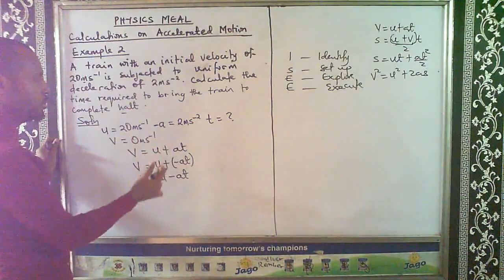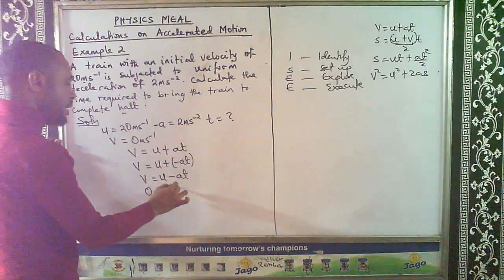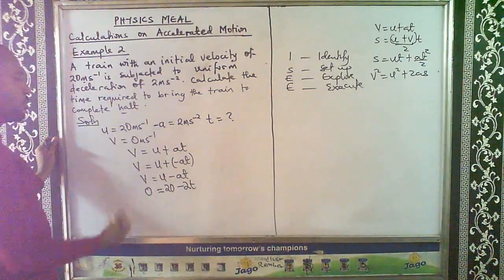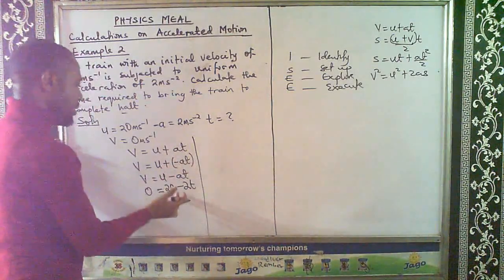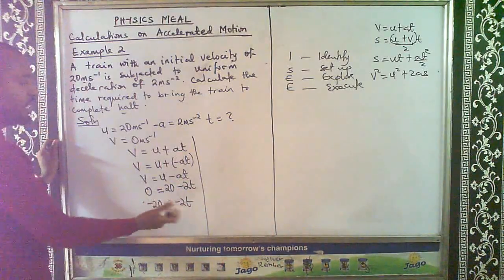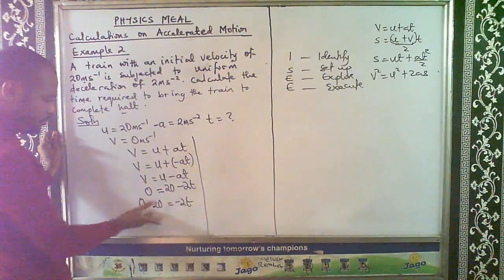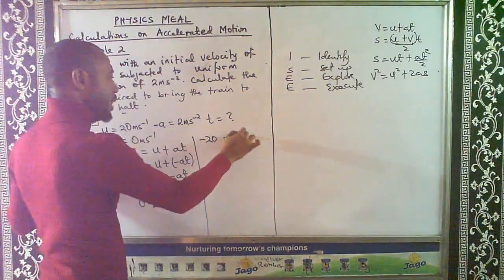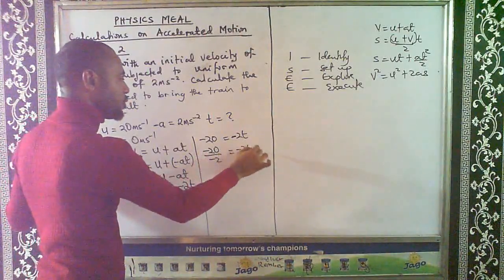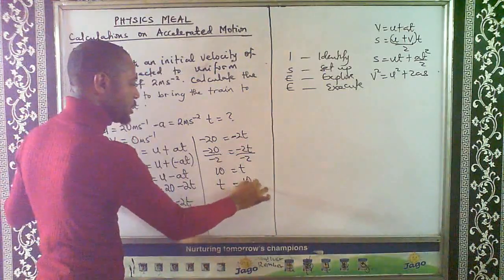So let's now substitute and solve. What is V? 0. What is U? 20. And then minus A is what? 2T. So we can actually solve this. If I push 20 here, I'm going to have minus 20 is equal to minus 2T. Dividing both sides by minus 2, minus 20 divided by minus 2 gives me 10, and this is T. So my T becomes 10 seconds.